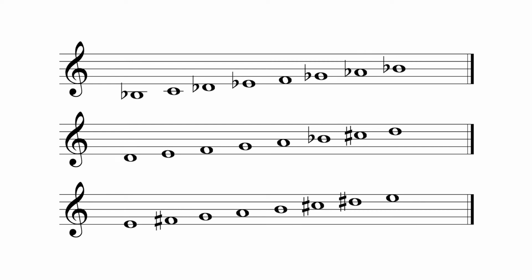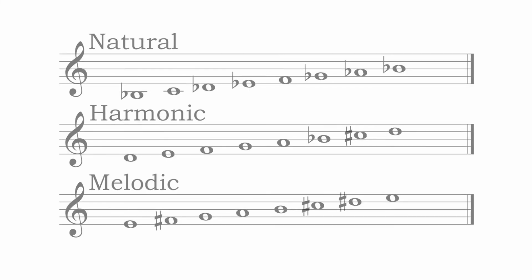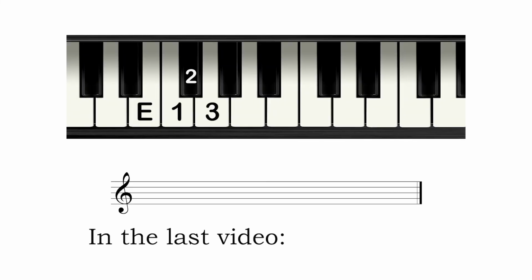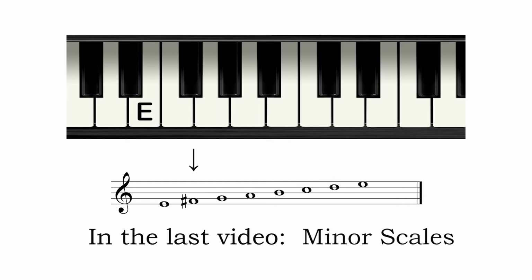There are 3 types of minor scales. They are natural minor, harmonic minor, and melodic minor. The first type of minor scale is the natural minor scale. We talked about these scales in the last video.